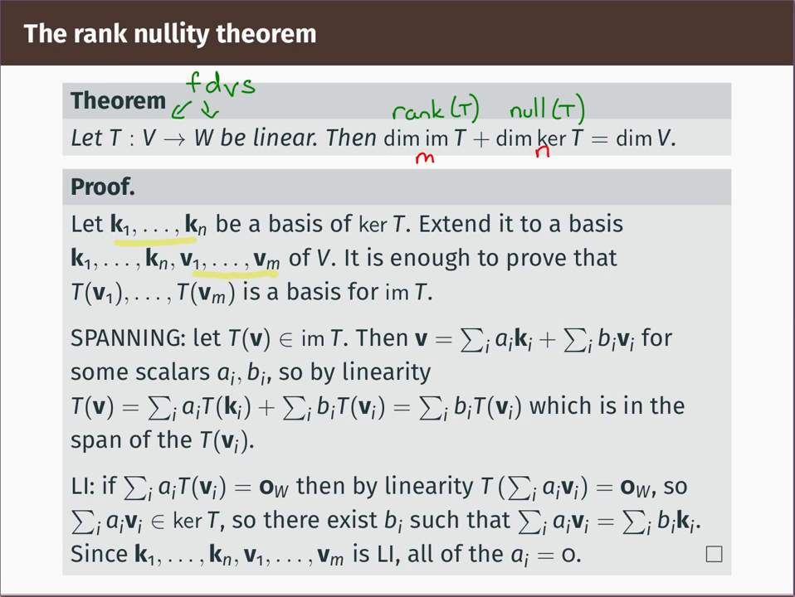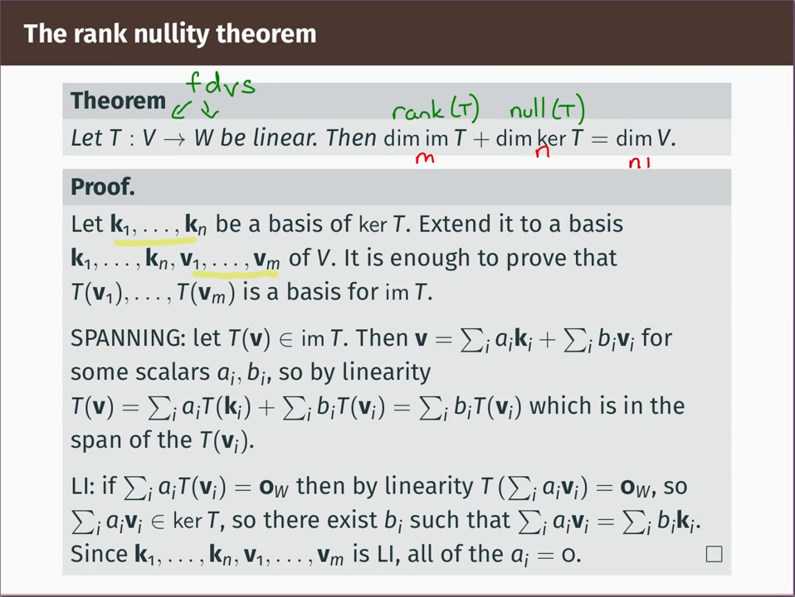And we'd know that the dimension of V was n plus m, because here we took n linearly independent vectors which were a basis for the kernel and extended them to a basis of V, and we used m as the number of vectors we had to add to those n vectors which were a basis of the kernel to get a basis of V.